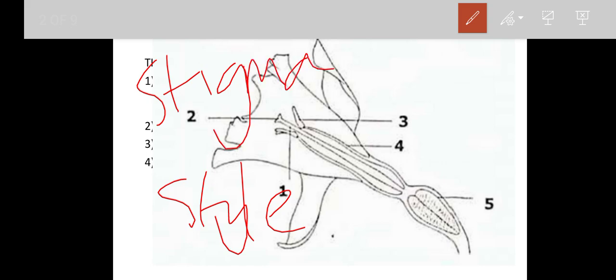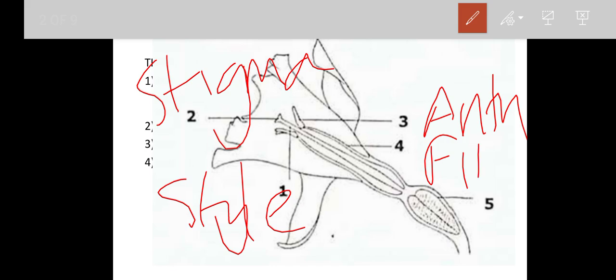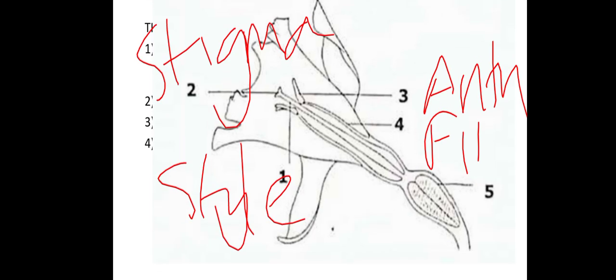Part 3, that is the anther. Then part 4, that is the filament. Then part 5, that is the ovary. Are we clear? All right, let's proceed.